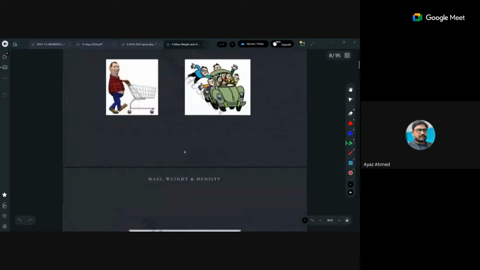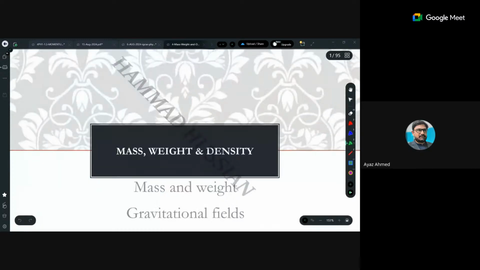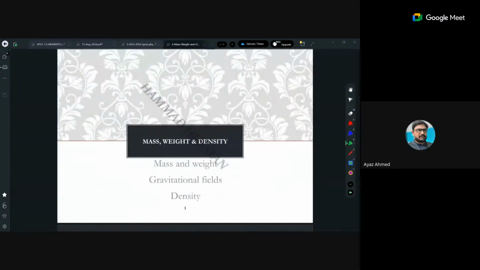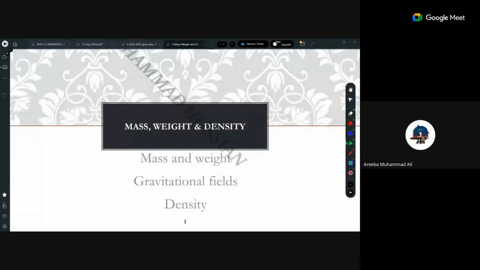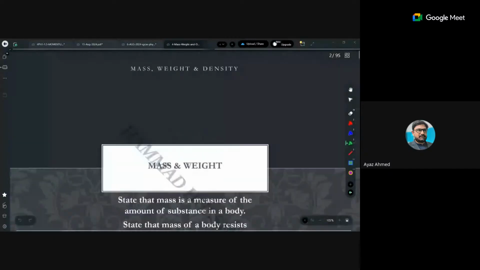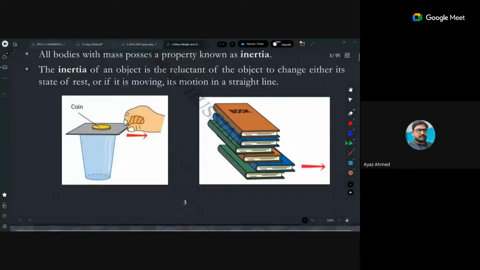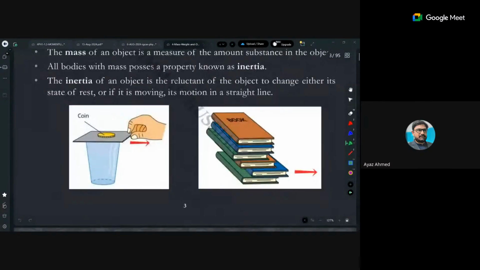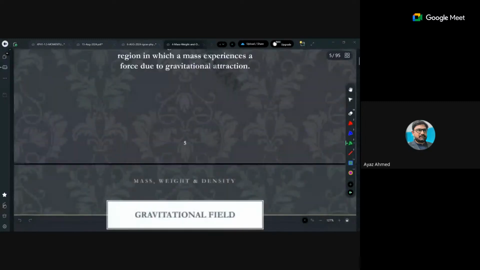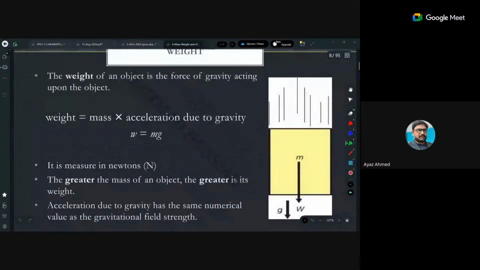Okay, listen. Do you see this presentation? Mass, weight, and density wali? Is it visible to you? Yes. Okay, it is prepared by Sir Hamad Hussain, I think. Okay, there are some sort of good diagrams here. They are presenting the mass, weight, and density concept, but this is just for IG1 level students. For diagrams, the equations and all that stuff is for your level.